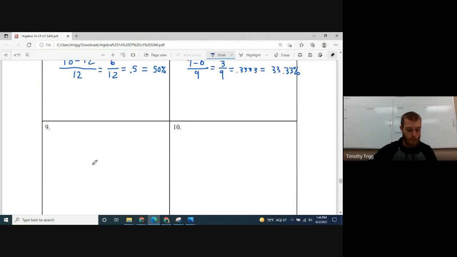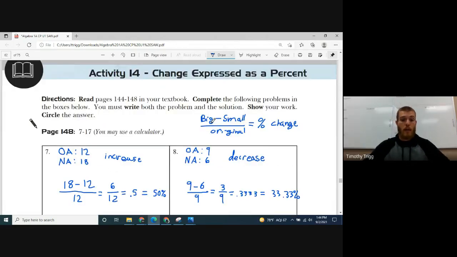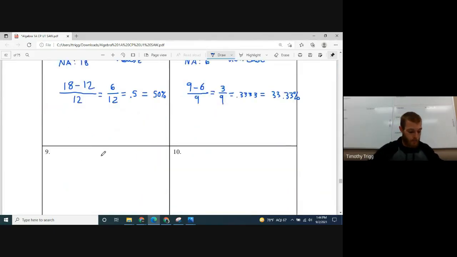Number 9. So all of these are basically the same. You're just going to follow this formula, the bigger one minus the smaller one divided by the original. Okay. So for number 9, we'll do one more example. The original amount is 15. The new amount is 14. So we started with 15, but now we only have 14. So this was, again, a decrease.